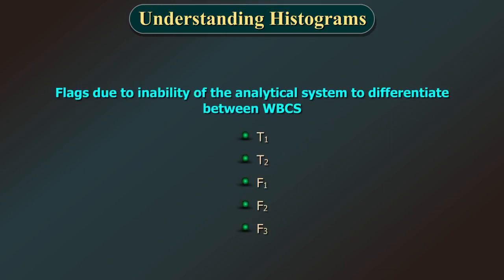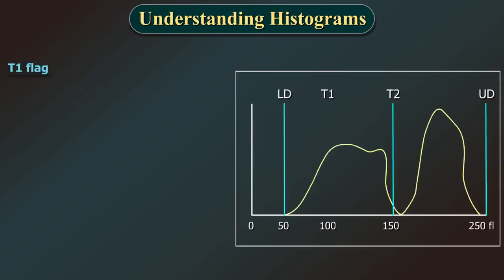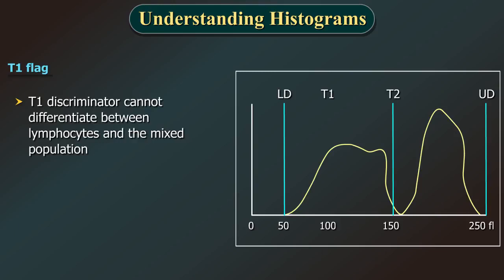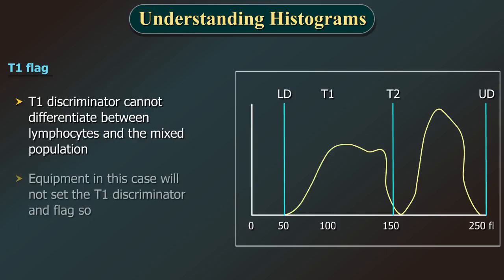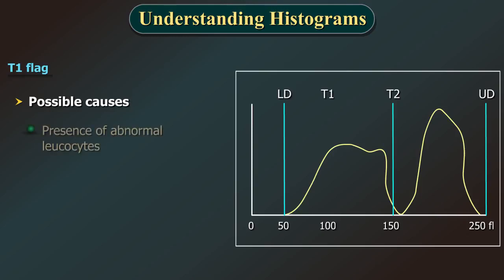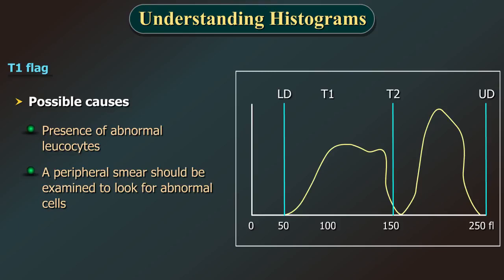Flags due to inability of the analytical system to differentiate between WBCs are T1, T2, F1, F2 and F3. T1 flag: the T1 discriminator cannot differentiate between lymphocytes and the mixed population. The equipment in this case will not set the T1 discriminator and flags so. The possible cause is presence of abnormal leukocytes. A peripheral smear should be examined to look for abnormal cells.